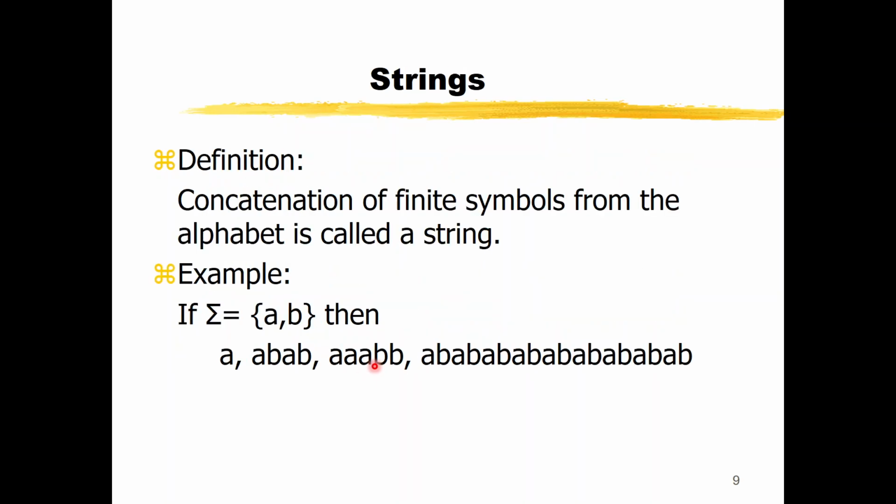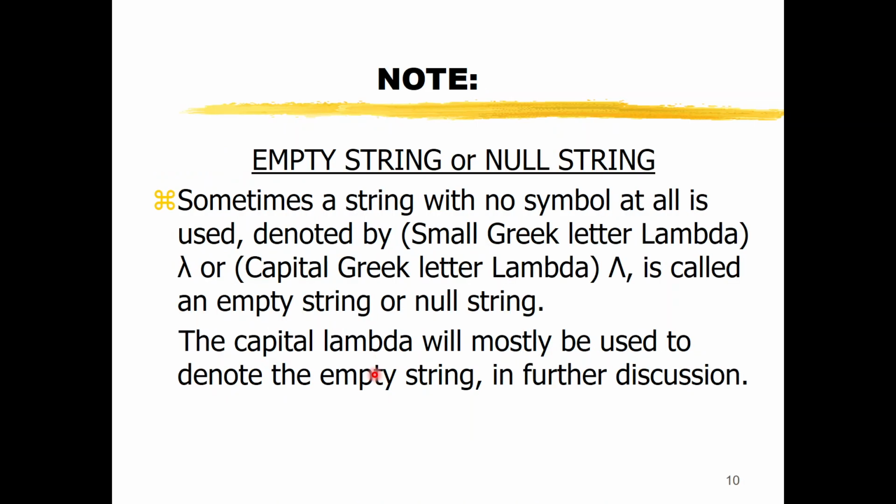The next is strings. A concatenation of finite symbols from the alphabet is called a string. For example, if we have an alphabet which is A and B, then strings can be any concatenation, or any number of A's and B's combined together. Empty string: we will also use the empty string in theory of automata. So the empty string is a string with no symbols, and it is denoted by the Greek letter lambda.